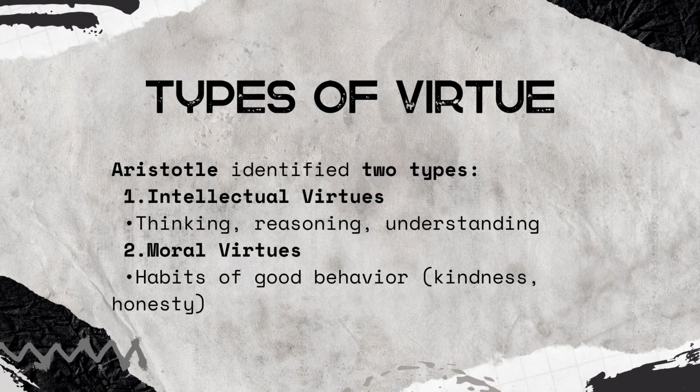Types of virtue. According to Aristotle, there are two main types of virtues that help us become a good person. First is intellectual virtues and second is moral virtues.